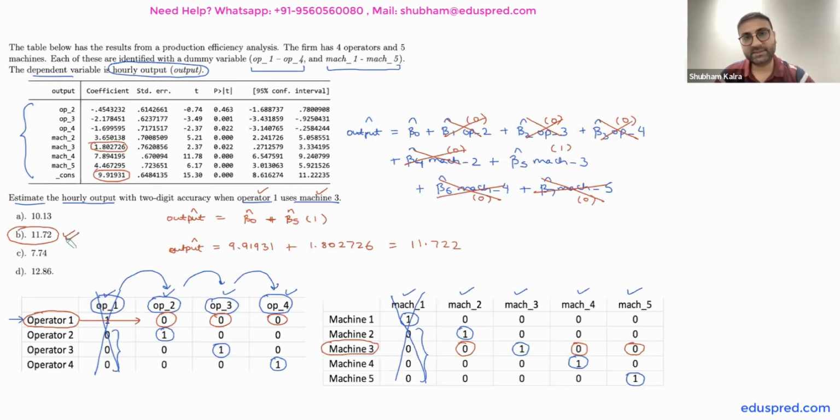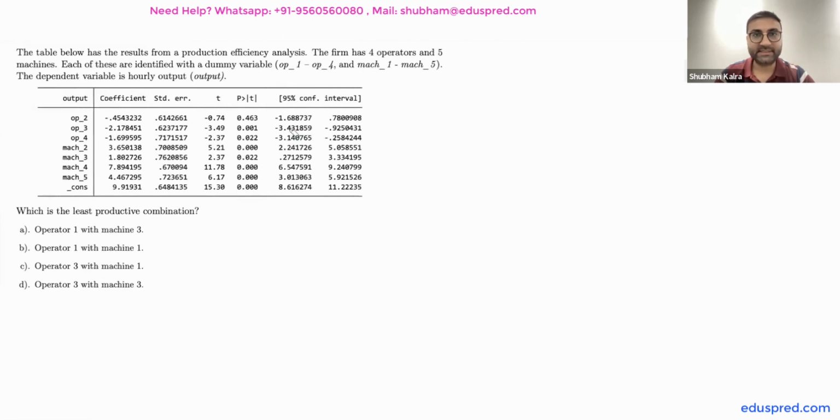Okay, so this was the first question. Now let's move to the second question. So this is the second question. However, now in this question, we have to answer which is the least productive combination. If you take a look, the dependent variable is hourly output. So we have to check the estimated hourly output for all these combinations, and then we have to see which combination is going to give the least estimated hourly output, and that's going to be your least productive combination.